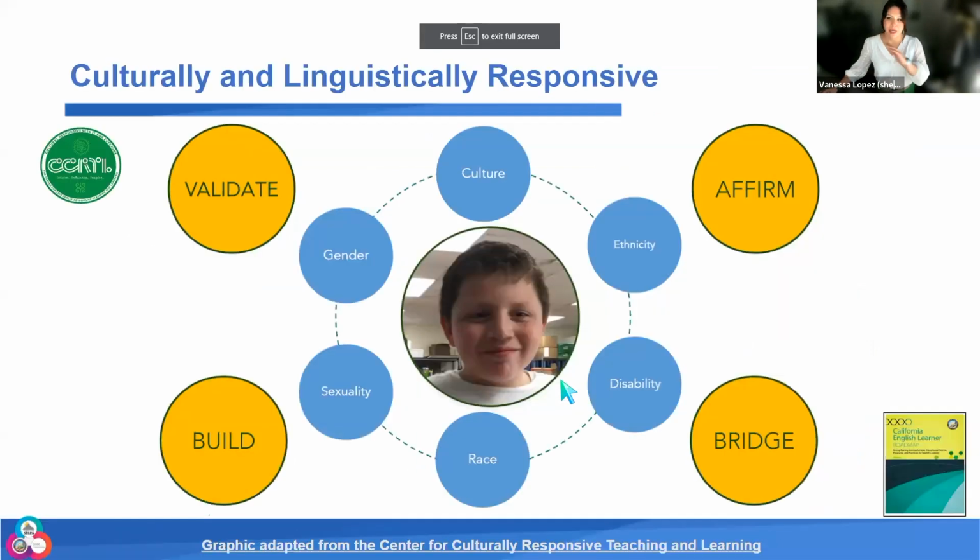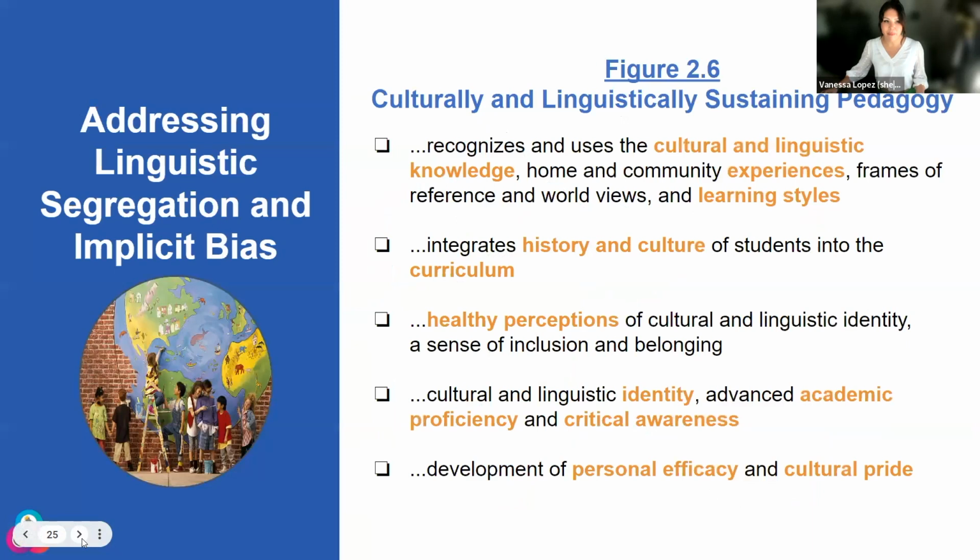Because we know that despite whatever scaffolds and supports and tiered interventions we have as part of our MTSS framework, we still have to consider the individual who's at the center, right? We want to ensure that we're validating, affirming, building, and bridging, considering all elements of who these students are, the individual, from culture to ethnicity, disability, race, sexuality, gender. All of this has an impact on how our students engage in the education system and the system that we establish, the environments that we establish.